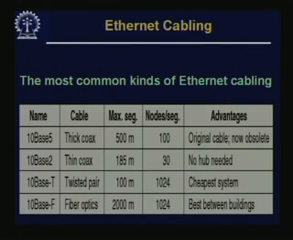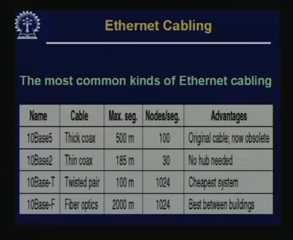So, these are the maximum segment lengths. As you see, 10 base 5 is 500 meters, 10 base 2 is 185 meters, 10 base T is 100 meters. Fiber optic cable, 10 base F or 10 base FL, goes up to 2 kilometers. But actually 10 base F is also not in much use these days, because by the time the fiber optic components became cheap and available, people had really moved from the 10 megabits per second rate to the 100 megabits per second rate. So, 10 base FL is rather rare now, but we mentioned it anyway.